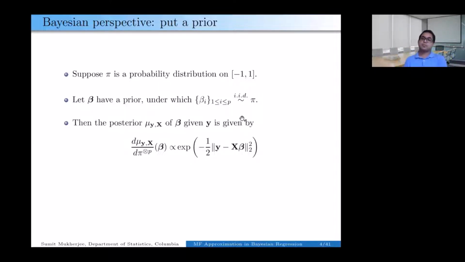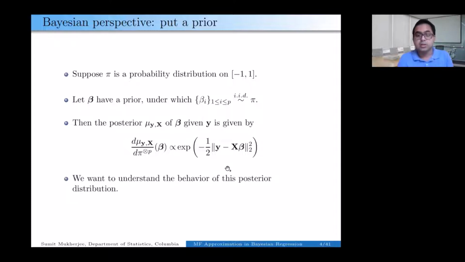Then you can write the posterior of beta given y. I'll denote the posterior by mu, with subscripts y and x, because the posterior depends on y and x, and I'll sometimes remove the subscripts for simplicity of notation. The posterior has a density with respect to pi to the p, and this density is just proportional to the likelihood. So this is my likelihood, and this is the posterior, and we want to study this posterior. That's the question that we want to study. And why is this hard? I'll try to expand more on this as we go along.